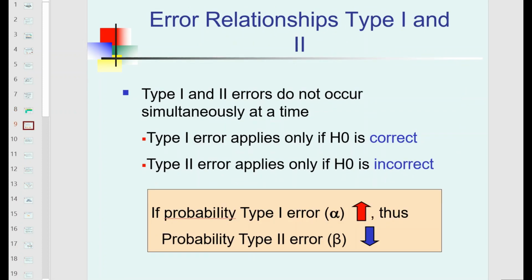And basically, in relation to type 1 and type 2 error, it does not happen simultaneously at a time. So it cannot happen both at one time. Only one. That's why it's not simultaneous. So type 1 error applies only if H null is correct, and type 2 error applies only if H null is incorrect. That's why I said to you, it cannot happen both at one time. Only either one. Okay.